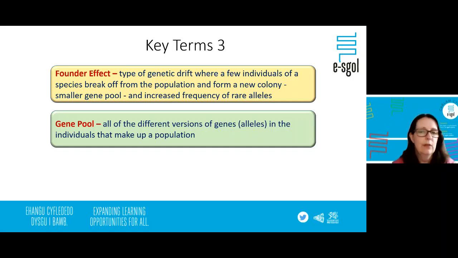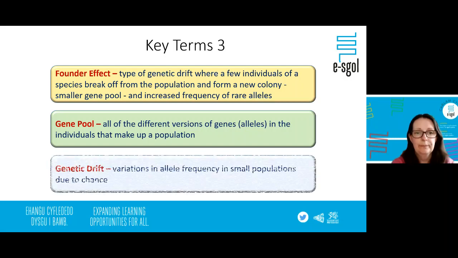And here we've got our definition for a gene pool, which is all of the different versions of genes and therefore the alleles in individuals that make up any particular population. And genetic drift, we've got variations in the frequency of alleles in small populations due to chance.